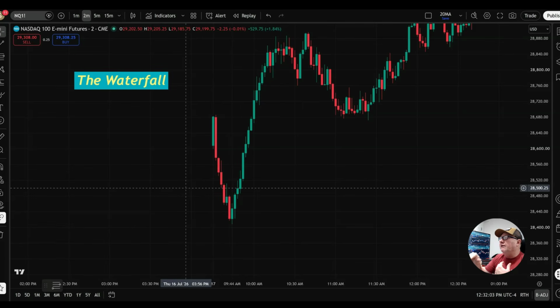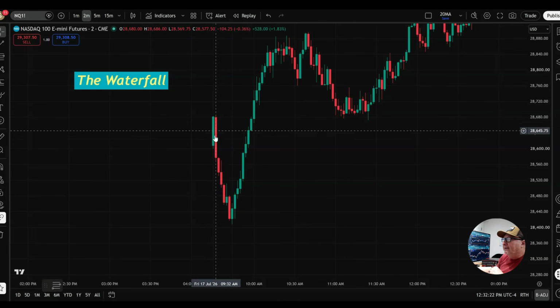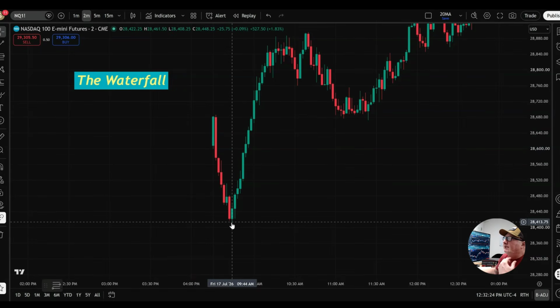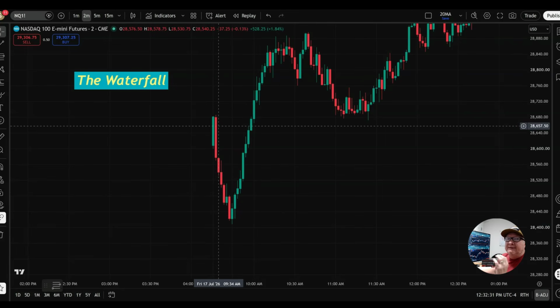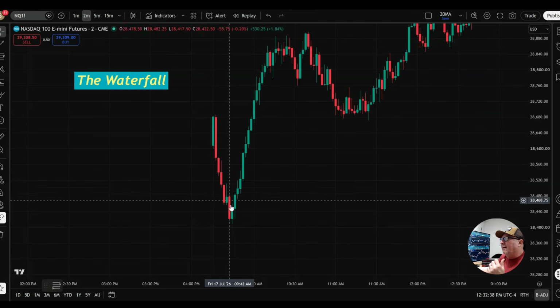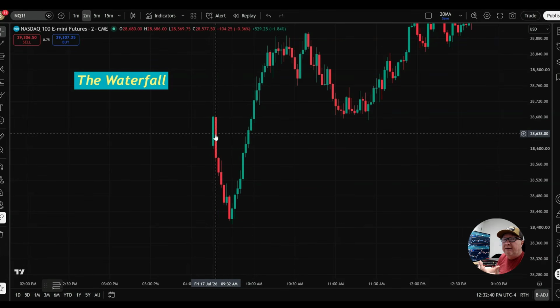What I'm looking for with the waterfall trade, again, this is from July of 2026, if you want to follow along on your own chart, is a rapid decline. And this is the Q futures, the NQ, the MNQ. This works on individual stocks as well as the futures. I'm looking for a rapid decline on the 2-minute chart.